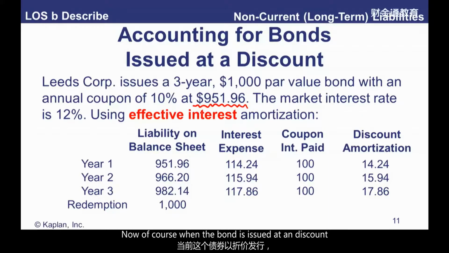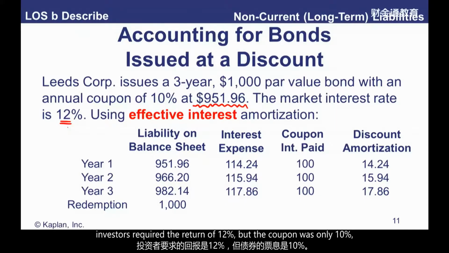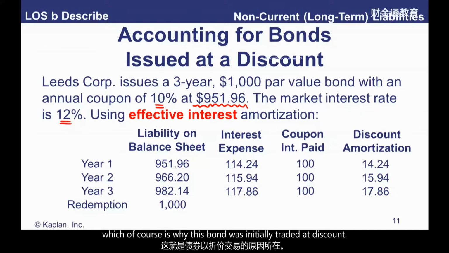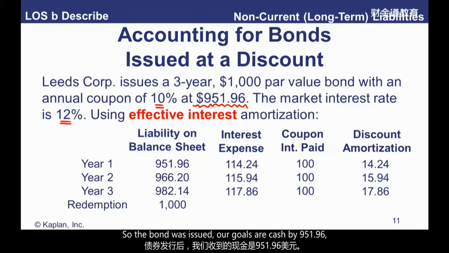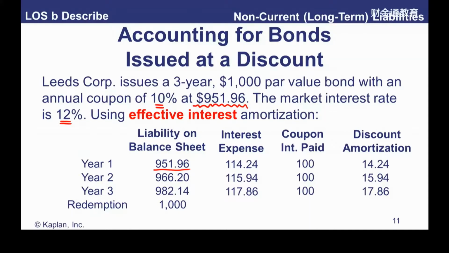Now of course when the bond is issued at a discount, that tells us that the coupon is below the effective rate. Now we can then see that the market interest rate has been given here at 12%. So look, the yield when the bond was issued was 12%, the investor's required return was 12%, but the coupon was only 10%, which of course is why this bond initially traded at a discount. So the bond is issued, up goes our cash by 951.96, and of course we record our initial liability, there it is, 951.96.